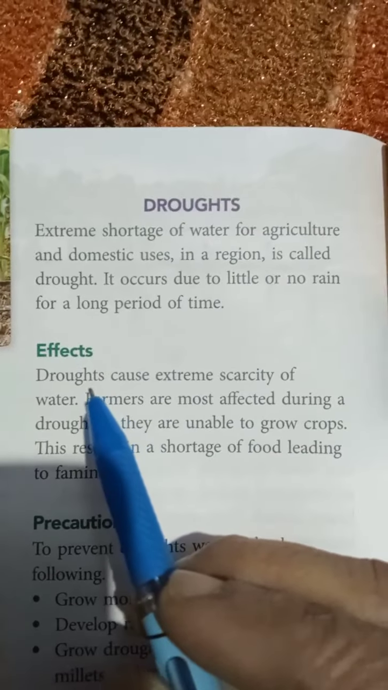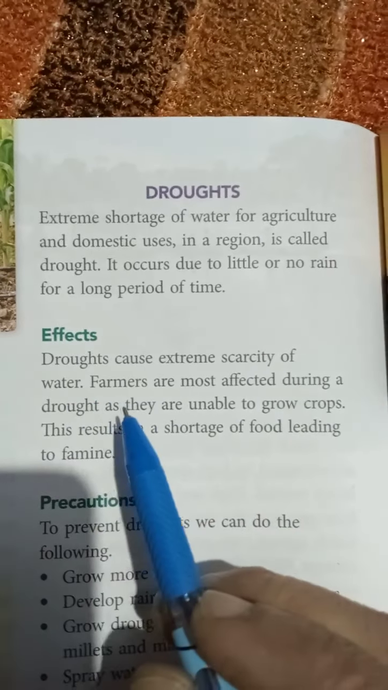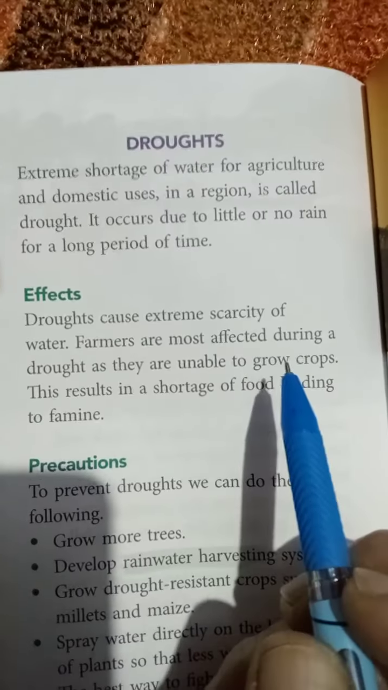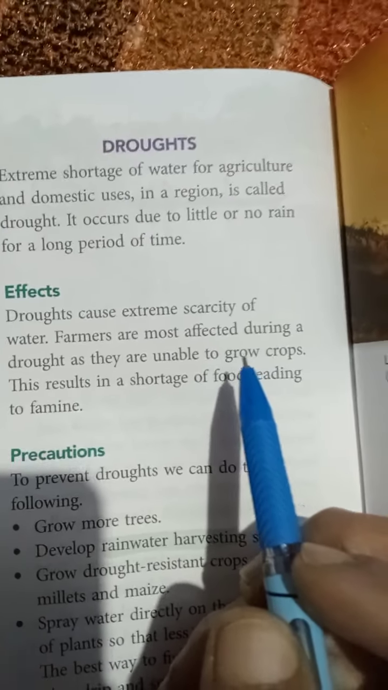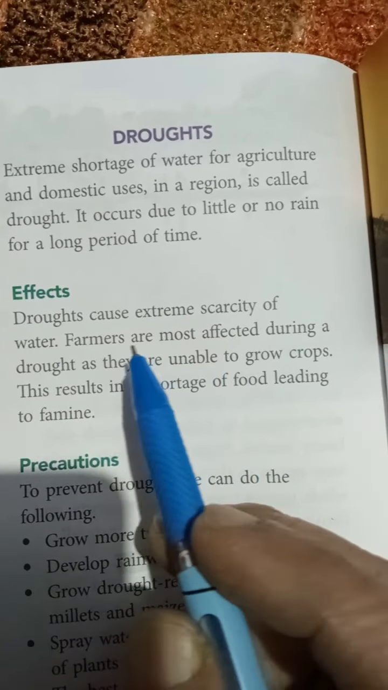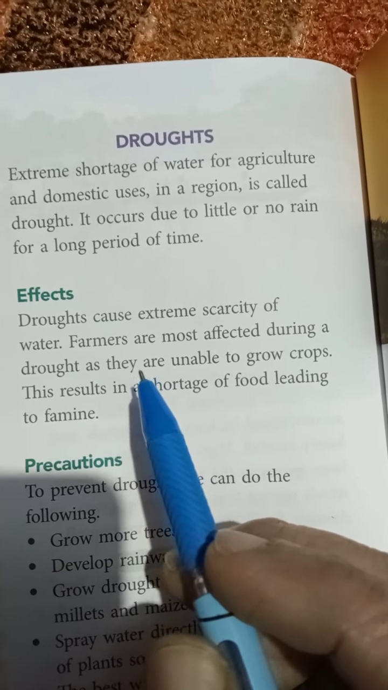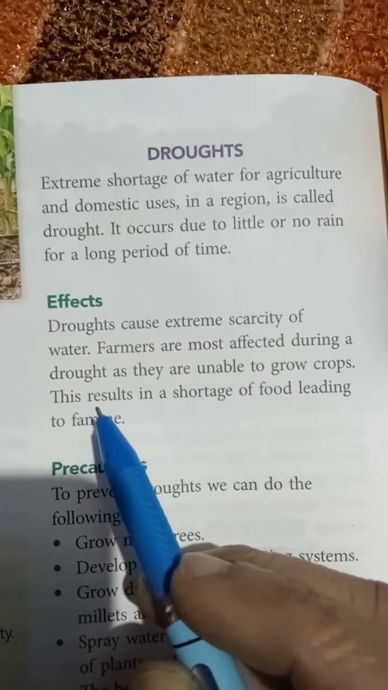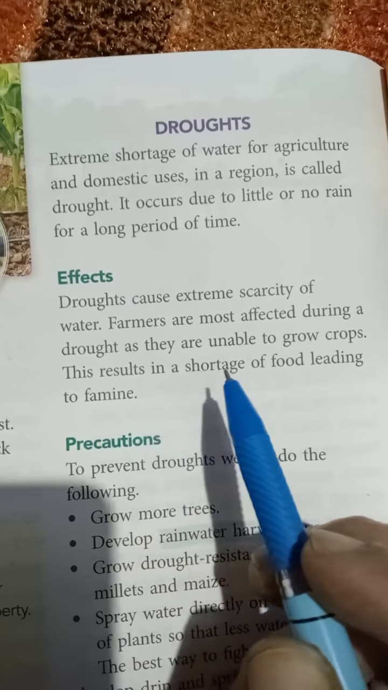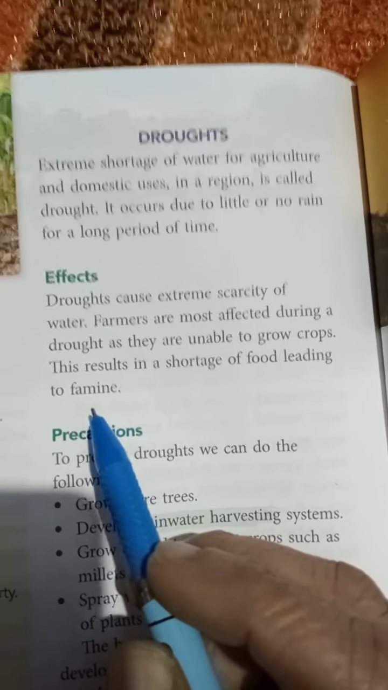What are the effects of drought? Droughts can cause extreme scarcity of water. Farmers are most affected during a drought as they are unable to grow crops. Very natural. If there is no water, then the crops cannot be grown. So the farmers are the most affected because the farmers are the people who grow crops. Their livelihood is affected by that, isn't it? This results in a shortage of food leading to famine. Famine means shortage of food.